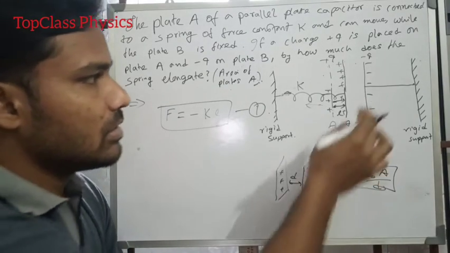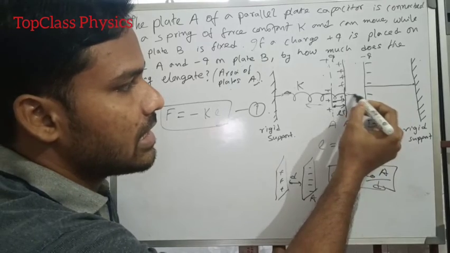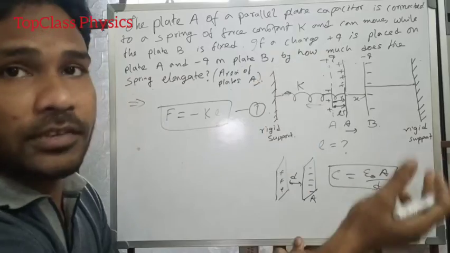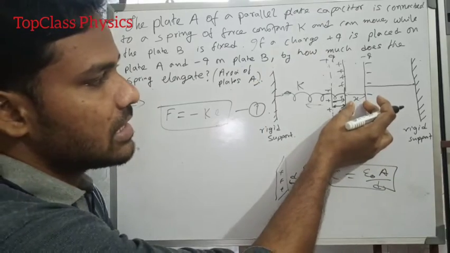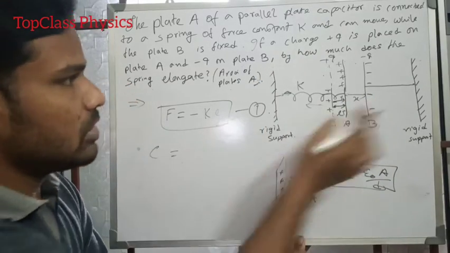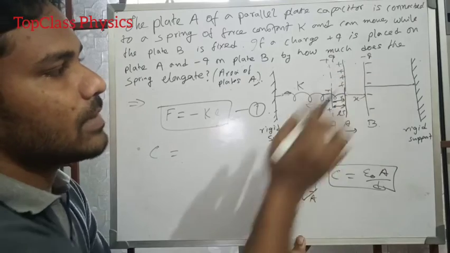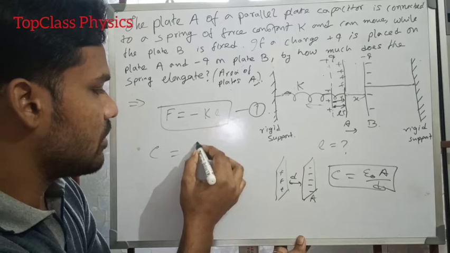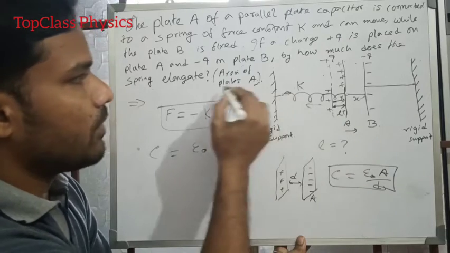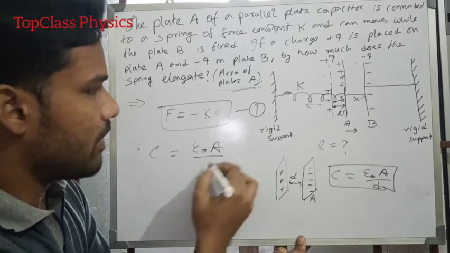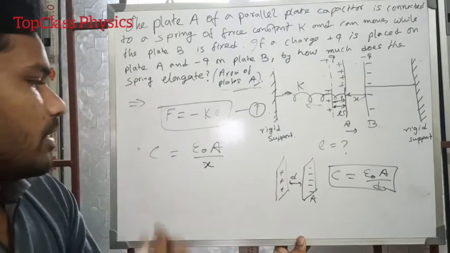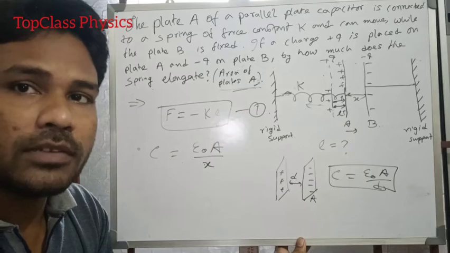Clear? Same here. If I take the distance between these two plates after elongation, the separation distance is X. So what will be the capacitance between these two plates? This is the positive plate, this is the negative plate. This A plate is now here and this is the B plate. So the capacitance will be epsilon naught A divided by the distance X between these two plates.